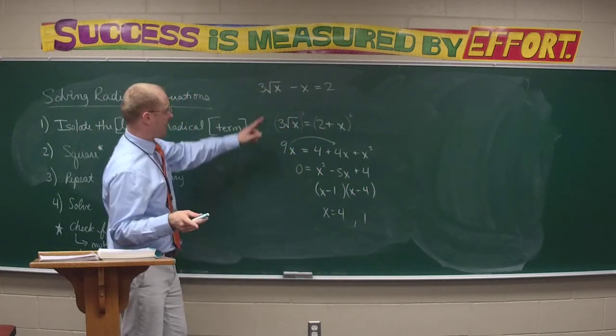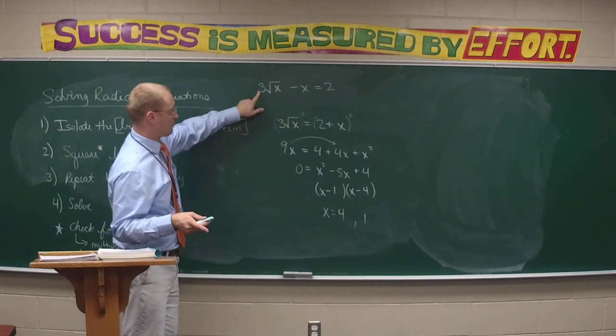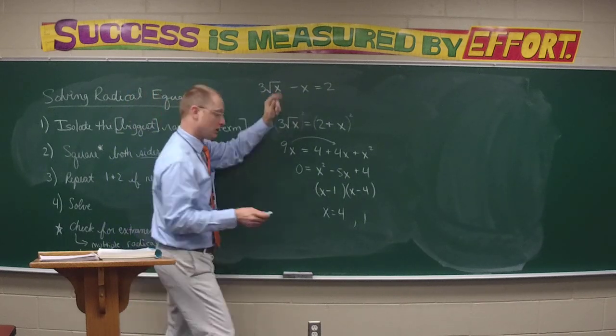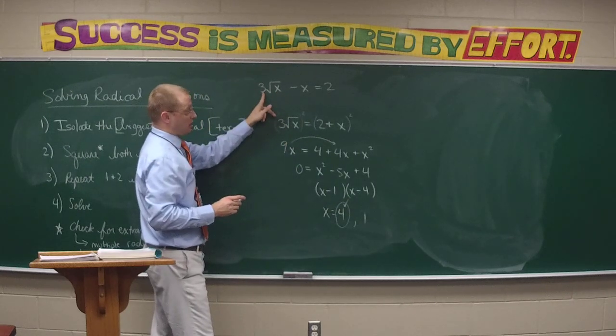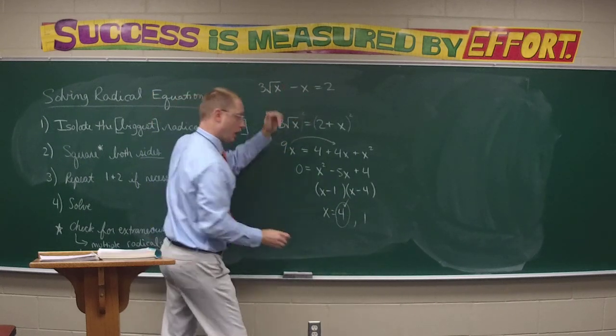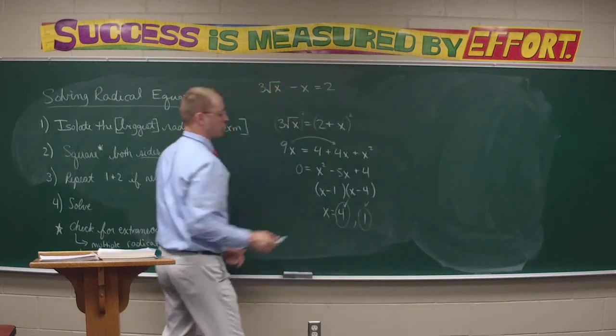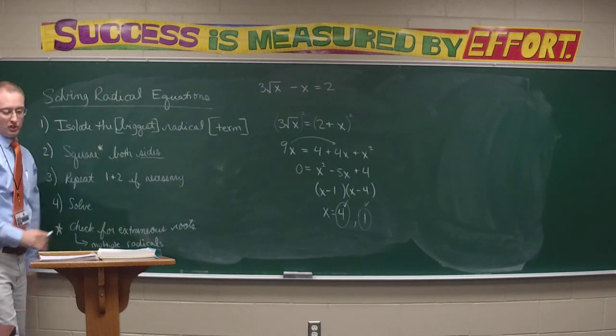Let's check the 4. Go back to the original. Square root of 4 times 3 minus 4. Square root of 1 times 3 minus 1. And once again, we see an example where they both check. Doesn't always happen. Questions there?